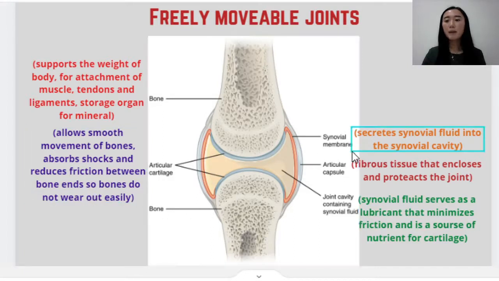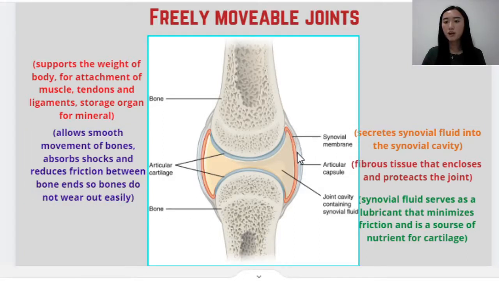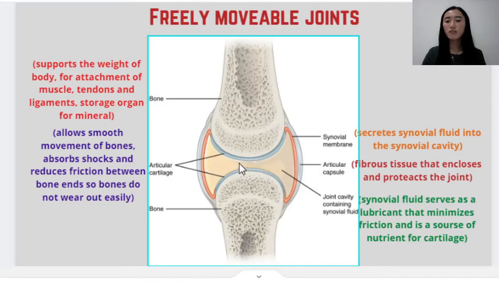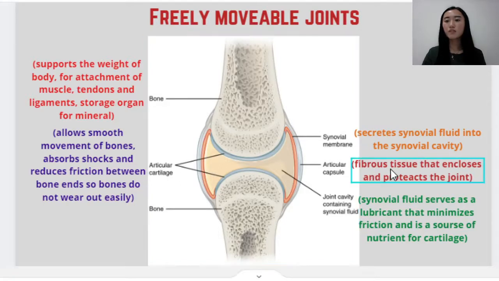For the synovial membrane, the red part here, it secretes the synovial fluid into the synovial cavity. And the articular capsule is the fibrous tissue that encloses and protects the joints. And the synovial fluid will serve as a lubricant and minimize the friction and is a source of nutrients for cartilage.